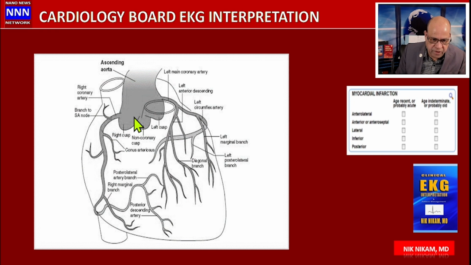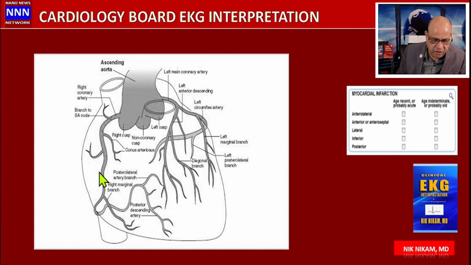On the other side, we have the right coronary artery, which arises from the right coronary cusp, and it gives rise to the right ventricular branches, which may occasionally be involved in right ventricular infarction, which is not mentioned here, so we don't need to worry about it.